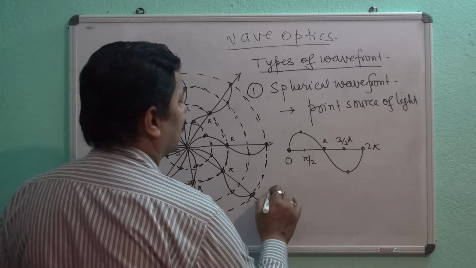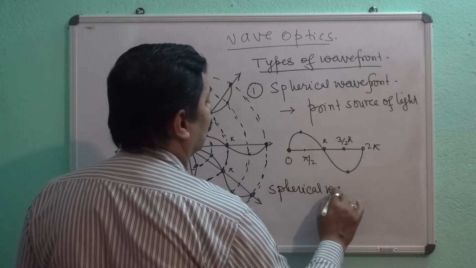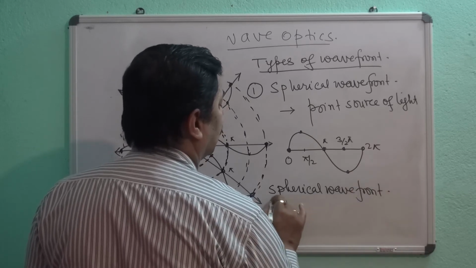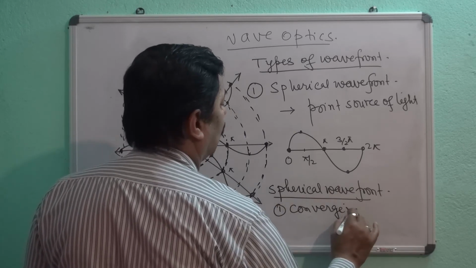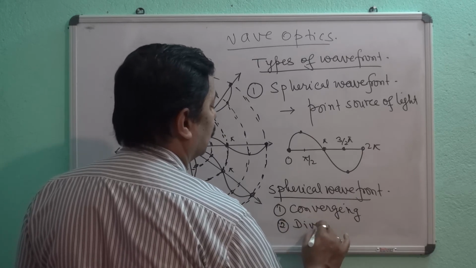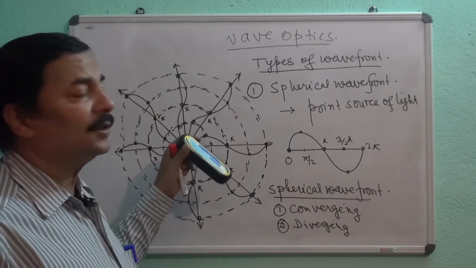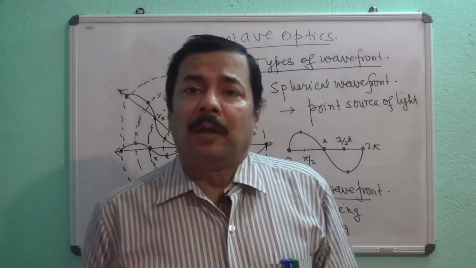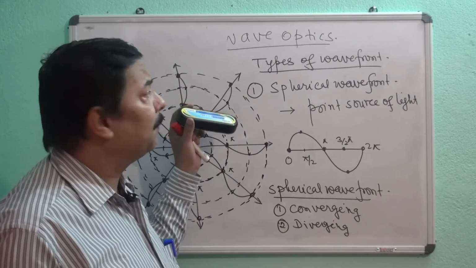So it is your spherical wavefront. If we talk about the spherical wavefront, it can be converging also, or it can be diverging also. So what does this arrow indicate? The arrow indicates the direction of the ray, that means the direction in which the energy propagates, or the direction perpendicular to the wavefront. So the arrow represents the ray.